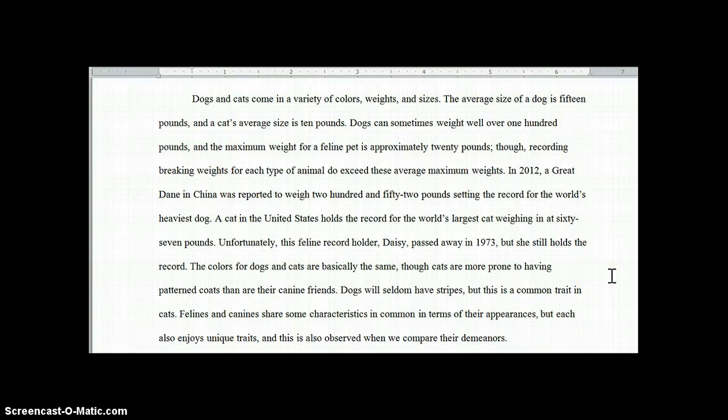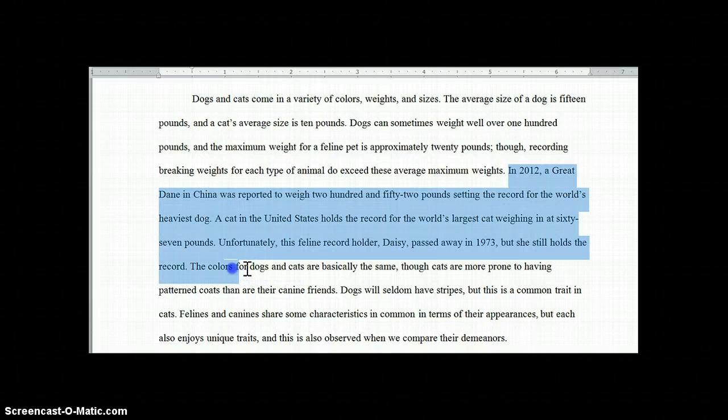Here we look at a body paragraph from my upcoming compare and contrast essay. Specifically, this paragraph compares the appearances of both cats and dogs. Portions of this paragraph have been borrowed from outside sources, so we need to indicate that to the reader. Specifically, this portion has been borrowed, so we must communicate that using an in-text citation.